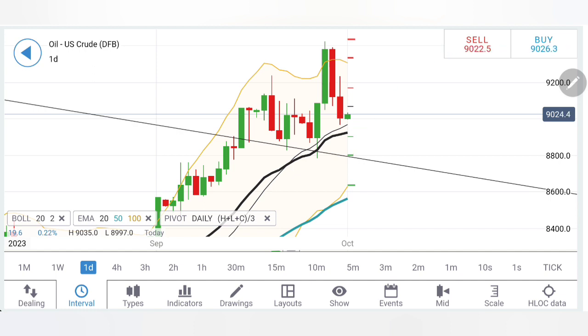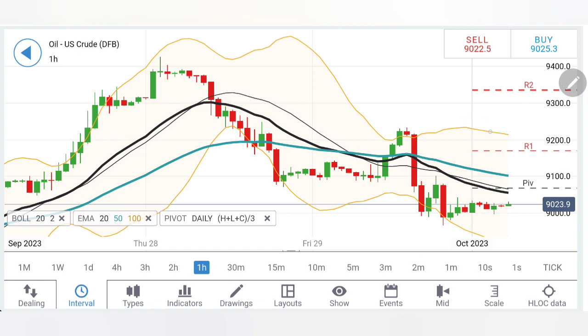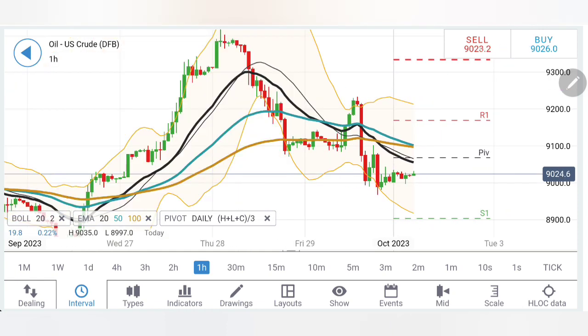Which position you should take in order to profit trading crude oil today, we will see with the help of charts and indicators. Do listen to it carefully, do watch till the end. Let's start. First we look into the hourly charts.